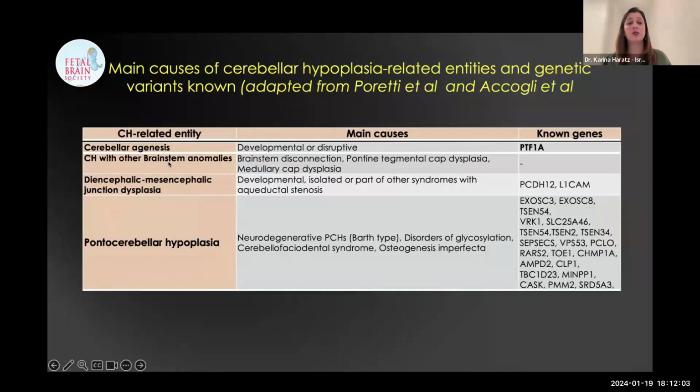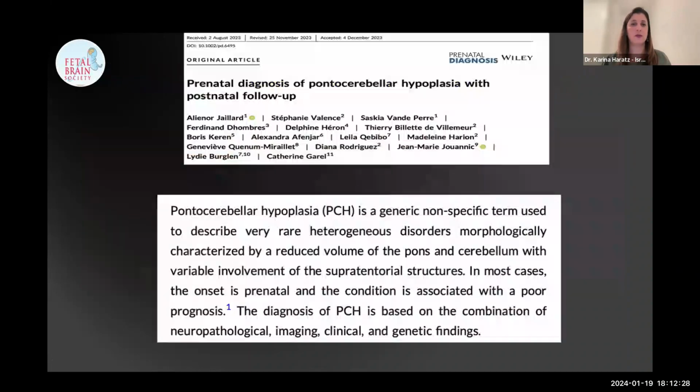Cerebellar agenesis associated with other brainstem abnormalities, but not of other parts of the brain. We are going to speak about the relationship between the infratentorial structures and the diencephalon. And of course, the importance of checking the pons and the pontocerebellar hypoplasias, that are quite heterogeneous as the cerebellar hypoplasias themselves.